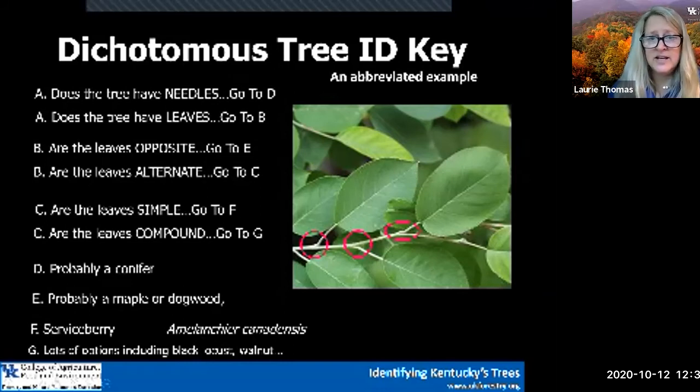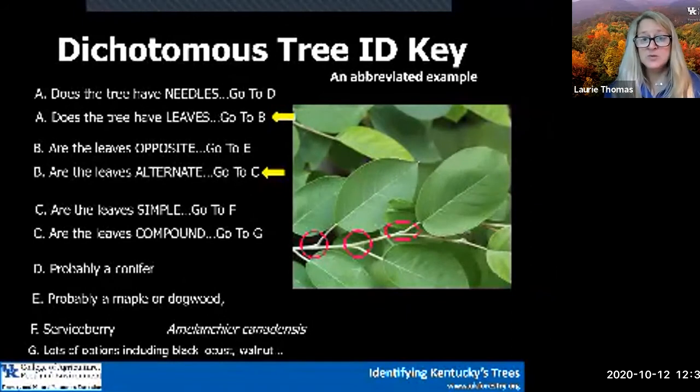And if you look here, hopefully everybody's saying B, it has broad leaves. So now we go down to the next set of statements or questions. It asks, are the leaves opposite? Are the leaves alternate? Well, let's look closely. They're circled. We have a leaf here, staggered a leaf there. Hopefully everybody saw that those leaves are alternately arranged, leaf arrangement.